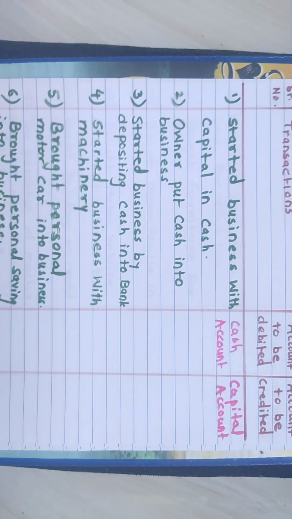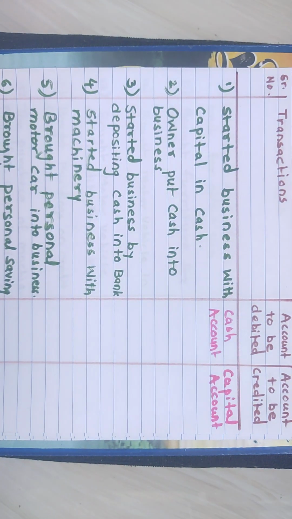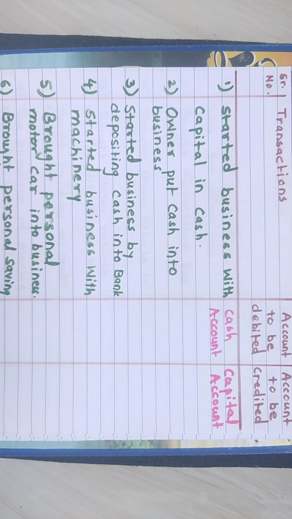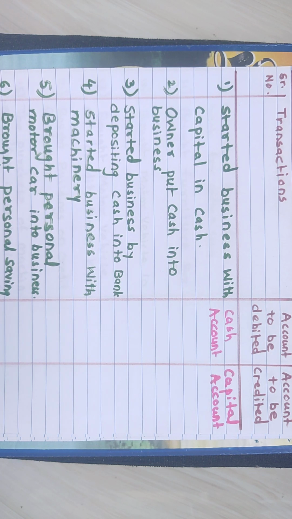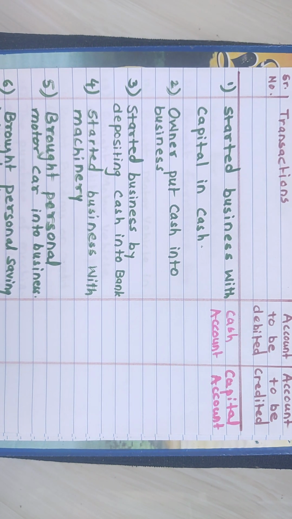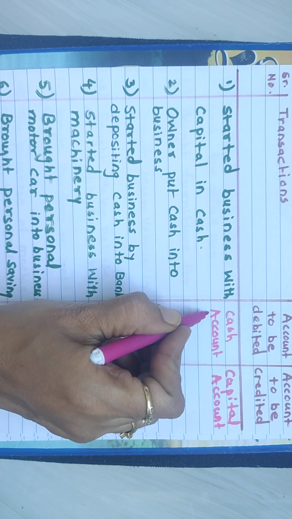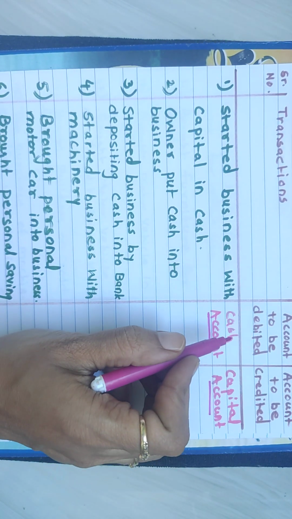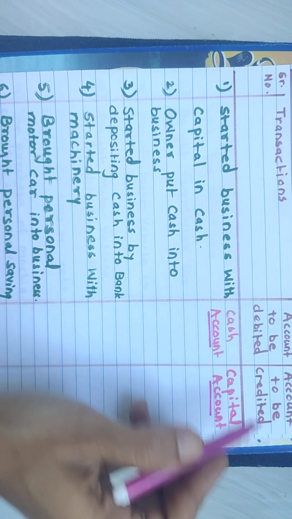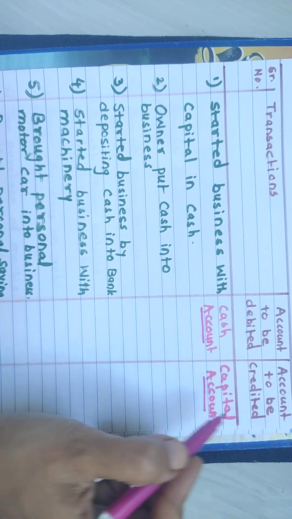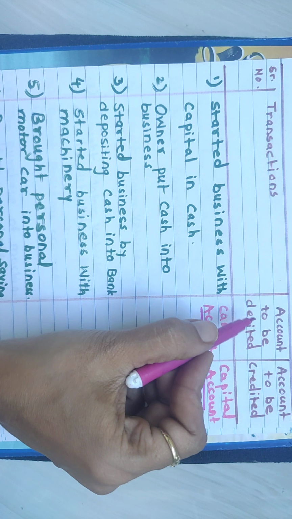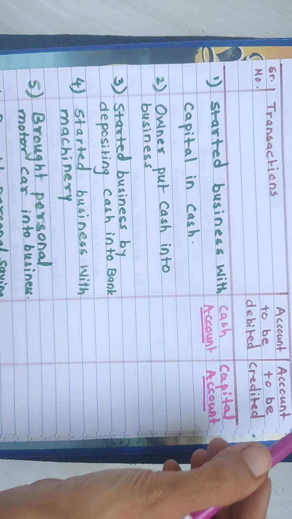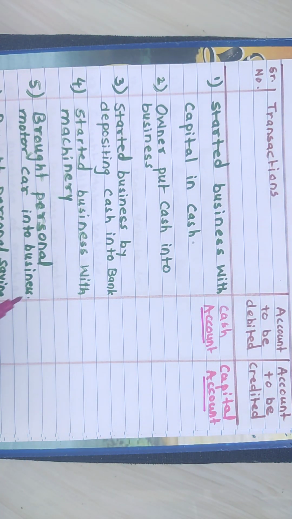See students, from now onward I will just mention the name of the account. I am not writing the word account each time, but make it clear you have to mention the word account always. If it is asked which account to be debited and credited, you have to write the word account also. So started business with capital in cash: cash account is debited and capital account is credited. See, this first column is the account to be debited and the second column is the account to be credited.